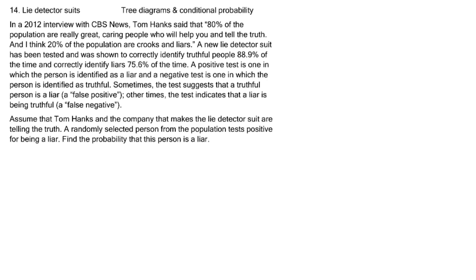14. Lie detector tests. In a 2012 interview with CBS News, Tom Hanks said that 80% of the population are really great, caring people who will help you and tell the truth. And I think 20% of the population are crooks and liars. So this is an assumption that we are getting. 80% of the people are great, 20% of the people are liars.